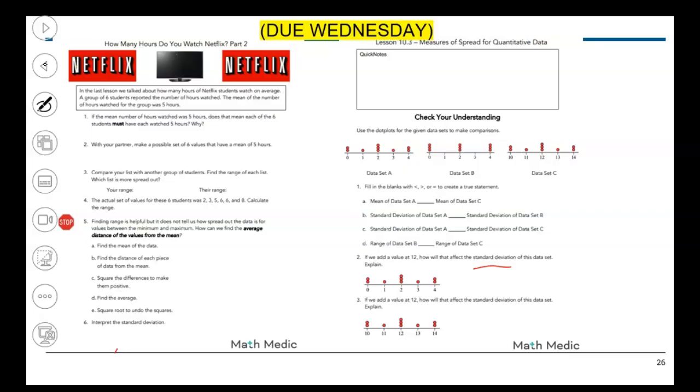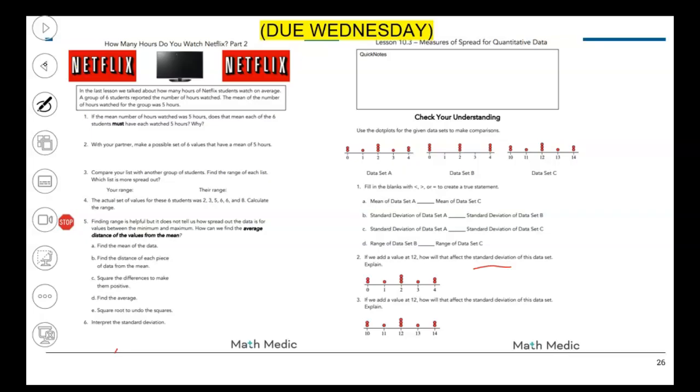This problem is talking about how many hours you watch Netflix. As you read each question, numbers 1 through 3 are only exploring values. But once you get to number 4, what does it say there? Value. The actual set of values. So once you get to number 4 and on, you're not going to use your numbers, you're going to use the actual numbers. That's something that throughout the day students are going to see from that. Once you get to number 4, you're using the actual data set.